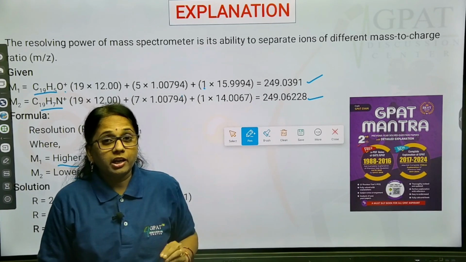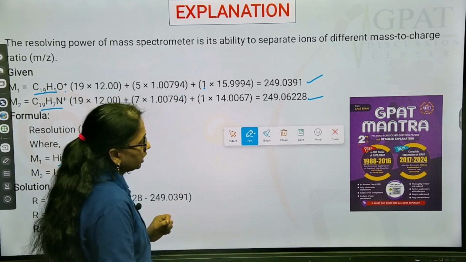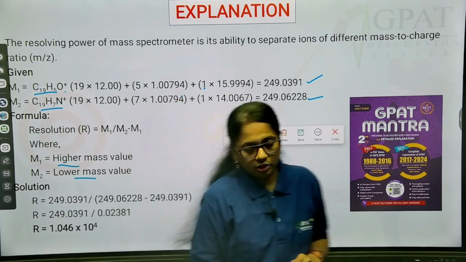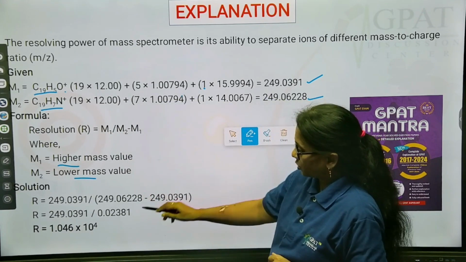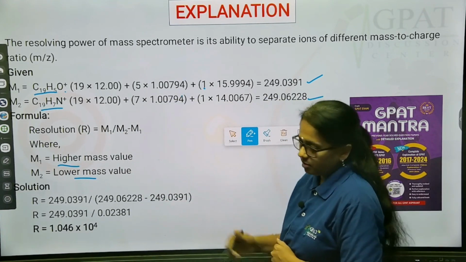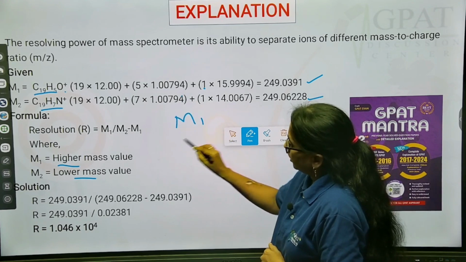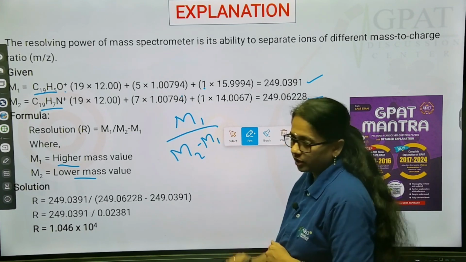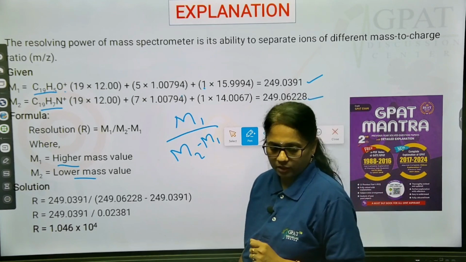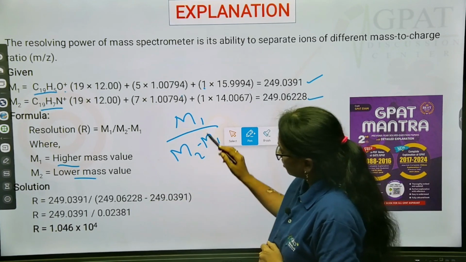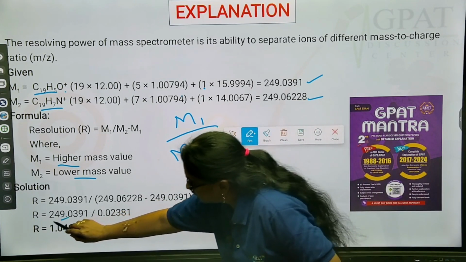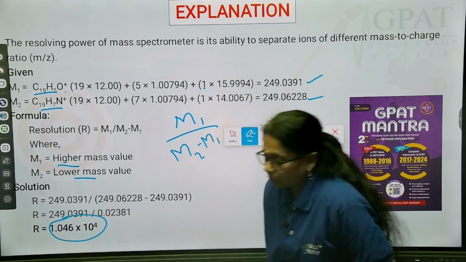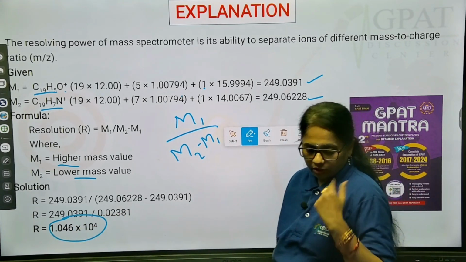Very minute difference we have observed. Okay, so if you take these two values and substitute in this formula, that is M1 divided by M2 minus M1, with this you can calculate the resolution in the mass spec. Okay, so by seeing this, you can take the answer, that is 1.046 into 10 to the power of 4.